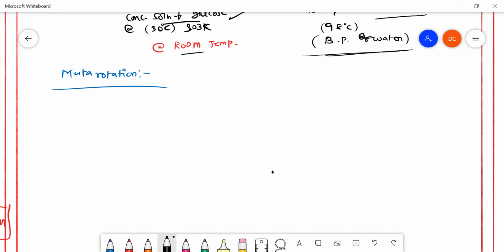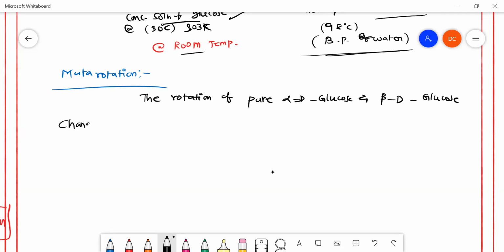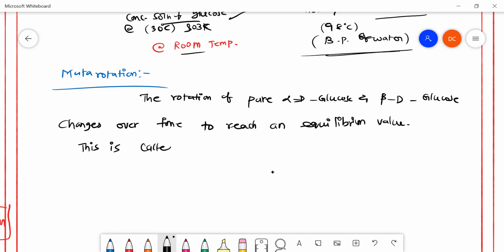Mutarotation is nothing but the rotation of pure alpha D glucose and beta D glucose changing over time to reach an equilibrium value, and this phenomenon is called mutarotation.